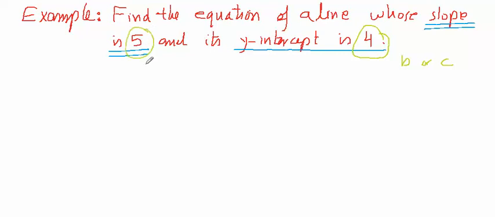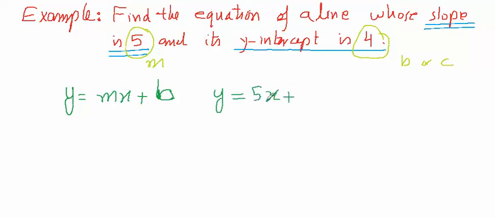So this is M. We know that the equation of the line is y is equal to mx plus c or plus b. Let's say we take it b. So just substituting the values, y is equal to m, which is 5, x plus b, which is 4. So this is the answer of this question. It's very simple. I hope it is clear.